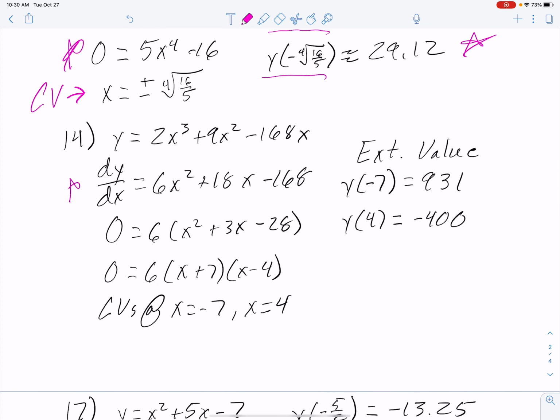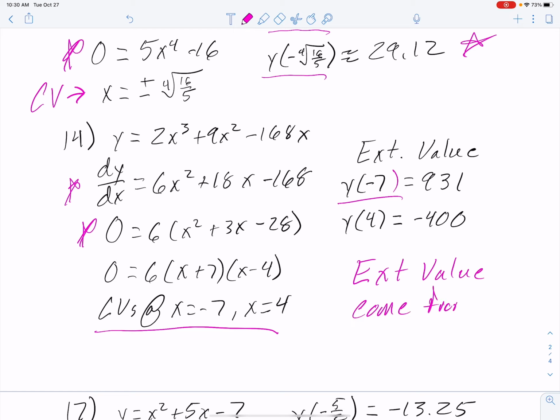Similar in 14, I find my derivative, I set it equal to 0 so that I can find my critical values. But since it wants the extreme value, I take the time to plug it in to my original function. Extreme values come from the original function. This is a question that we get asked a lot. What am I plugging into? If we're looking for the extreme value, we are plugging into the original function.